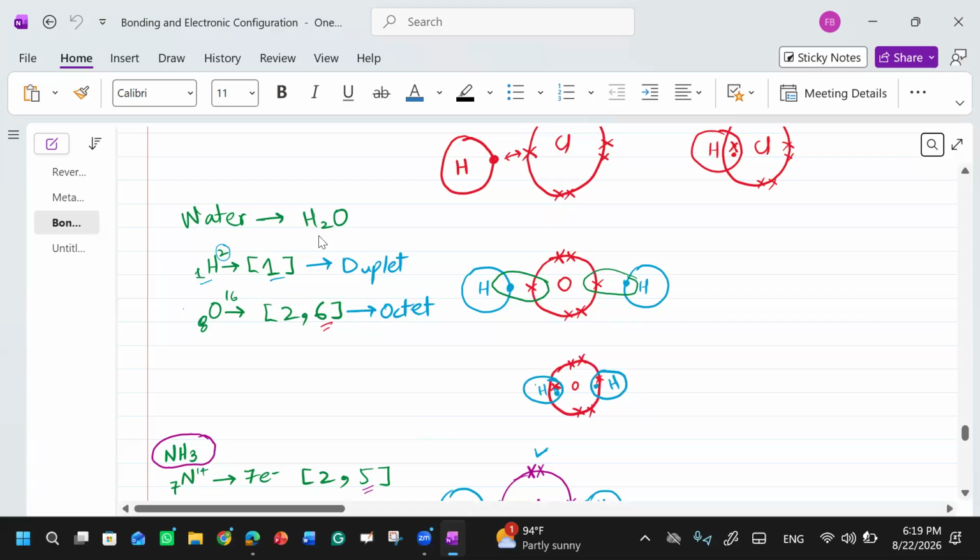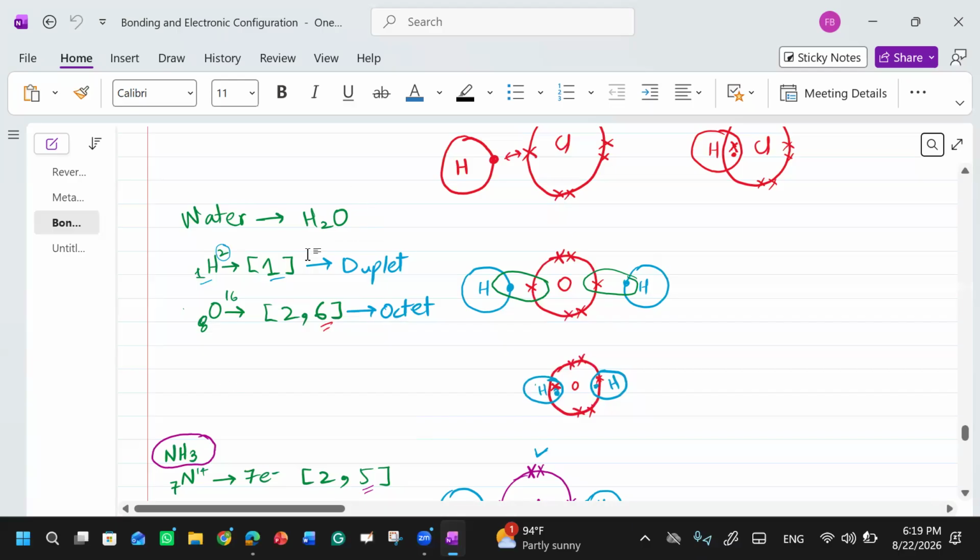In water, there are two hydrogens and one oxygen. Why is there one oxygen? Why are we not taking two oxygens? Maybe because the hydrogen will become like 3. No, there is hydrogen peroxide, H2O2. You know that? Okay, we can do that.